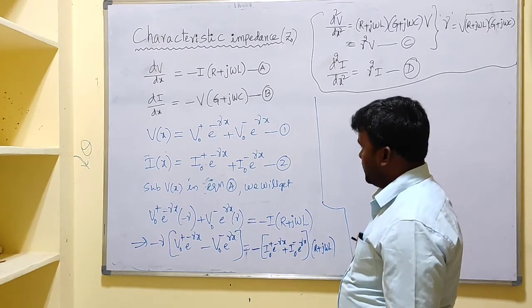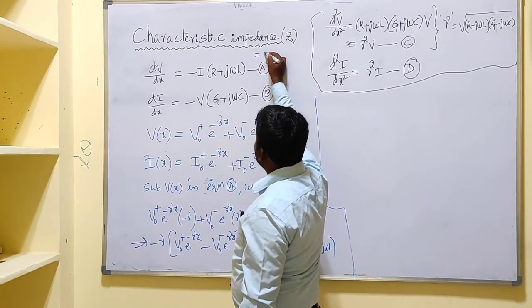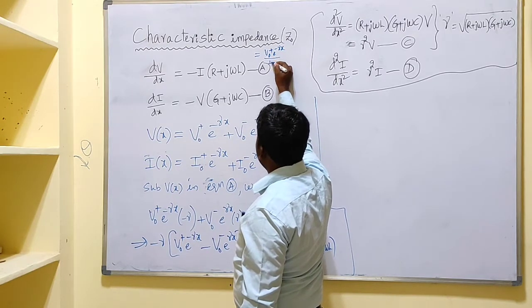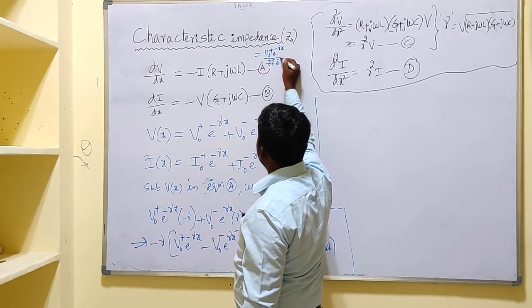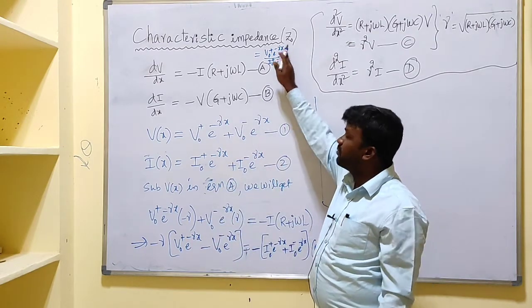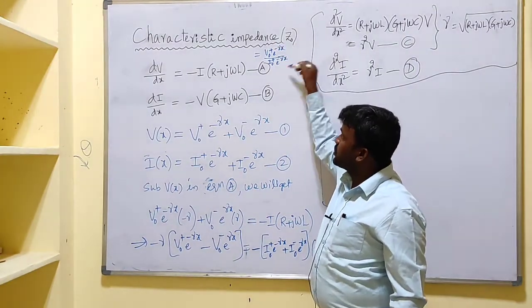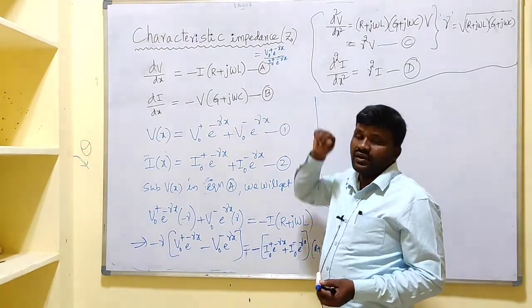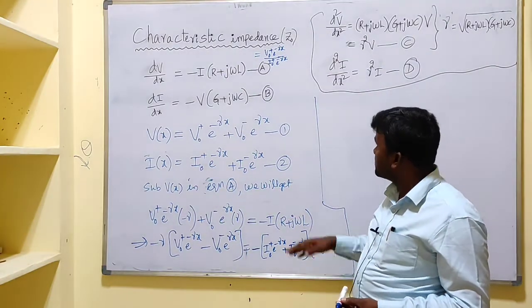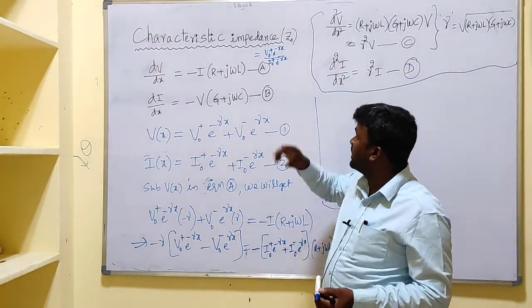Why are we writing like this? Basically, the characteristic impedance is defined like this, that is V naught plus e to the power minus gamma x by I naught plus e to the power minus gamma x. Impedance means the ratio of voltage to the current. So it is defined as the ratio of forward voltage to the forward current, or else it is also defined in terms of the reverse voltages and the reverse currents. We will see the definition later.